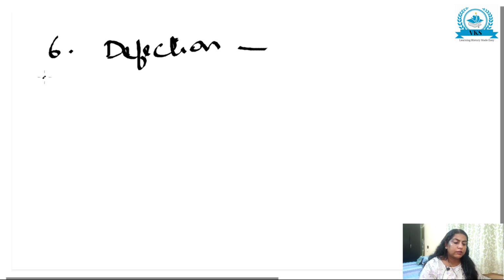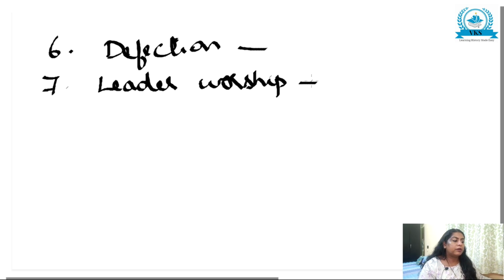Next, the seventh thing is leader worship. Most of the parties in India emphasize leaders rather than ideologies. Actually, political parties should give priority to their ideologies, but what is happening in India is that they give importance to their leaders rather than ideologies. So the concept of leader worship comes. That again is the nature of the Indian political party system.